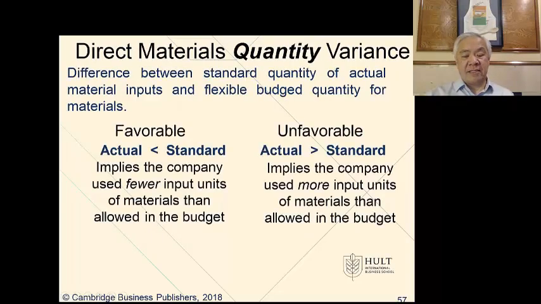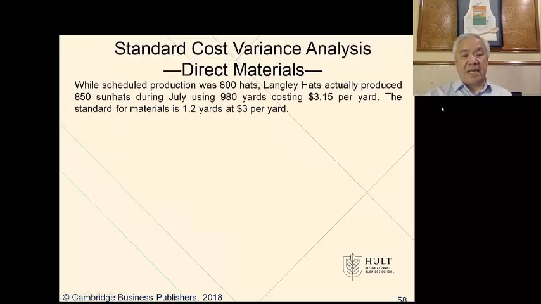Quantity is similar, except we're looking at what we used. What should we have used compared to what did we use? So if we used fewer hours or fewer units, like pounds or yards, then it's favorable. If we use more pounds or yards, so actual is greater than standard, then we used more units, which is unfavorable. Let's do an example.